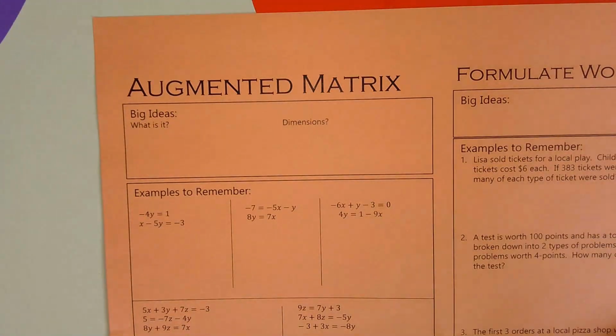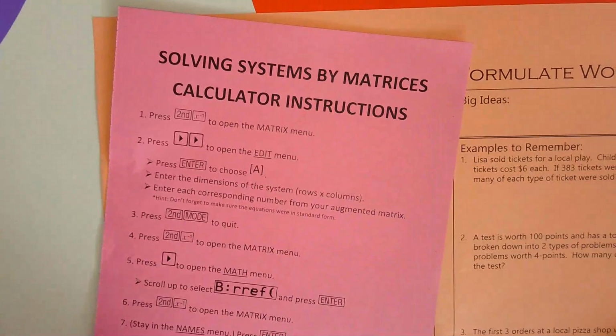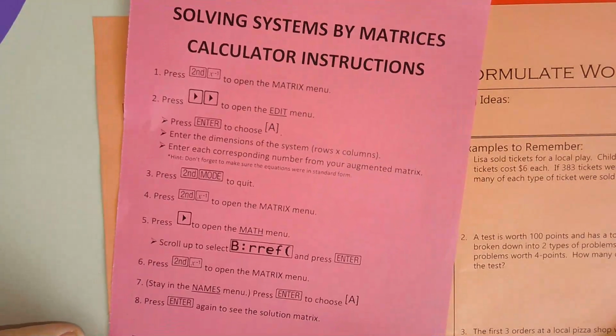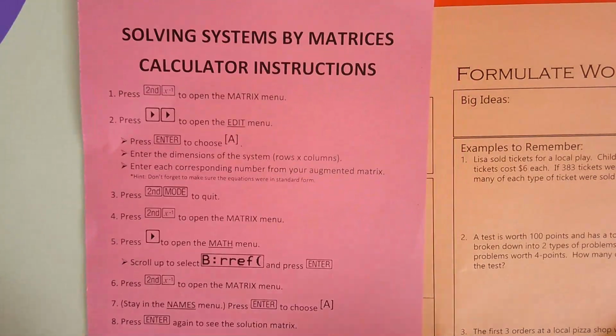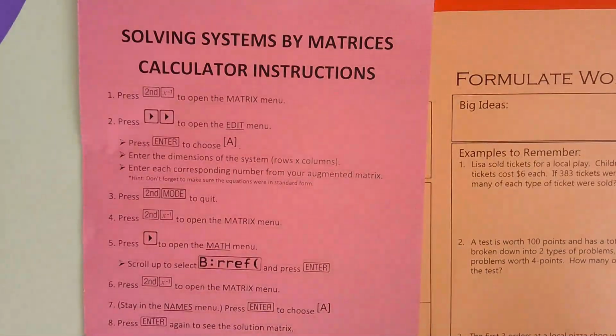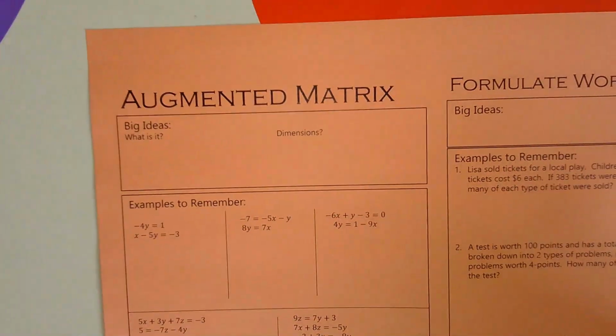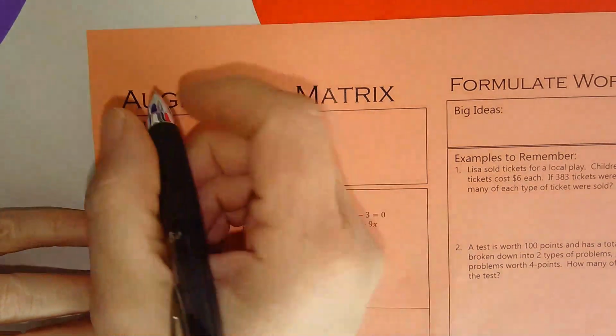Today's lesson is about using a calculator to do elimination. You have these instructions. You'll need a TI-84 calculator or TI-83. And we'll follow these steps for solving a matrix, which is a system of linear equations if I take out some of the symbols. So we'll write that for big ideas.